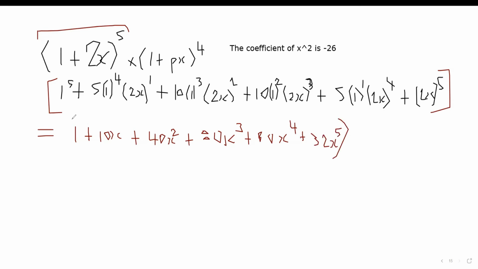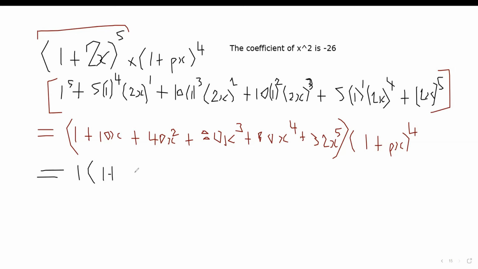Now you might say, sir, why did you expand all of that? We expand this because we have to multiply it by 1 plus px to the 4. You're not going to expand 1 plus px to the 4. You can, but we're not going to. To find the coefficient of the x squared term, you need the x squared term in each of the expansions. So it would be 1 times 1 plus px to the 4.